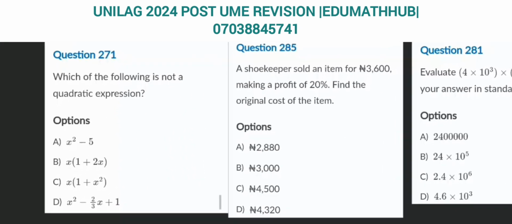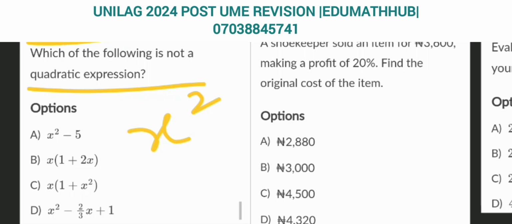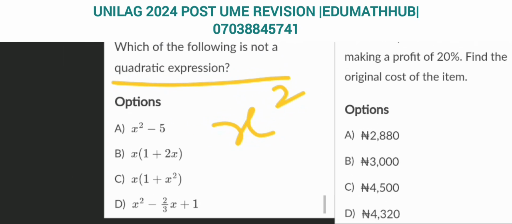So for the next question, which of the following is not a quadratic expression? To identify a quadratic expression, the highest power of x must be 2. So just go through the options and check for the ones that will not give you the highest power of x as 2. If you check it carefully, you will see that the first one goes well with it. For the second one, if you expand it, you will get the highest power of x as 2. For the third one, if you expand it, the highest power of x will not be 2, it will be 3. So that means option C is the correct answer.